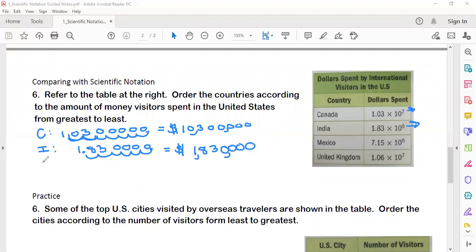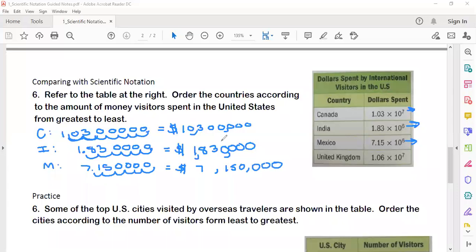All right, people who visit from Mexico are 7.15 times 10 to the 6th. That means I'm going 6 to the right. So I'm going to go 1, 2, 3, 4, 5, 6. I'm going to put zeros in for my little empty spots. So I do this, and I get $7,150,000 spent by people in Mexico.